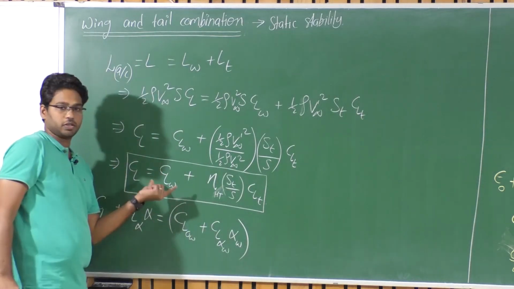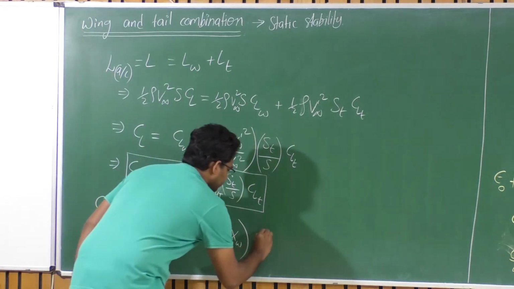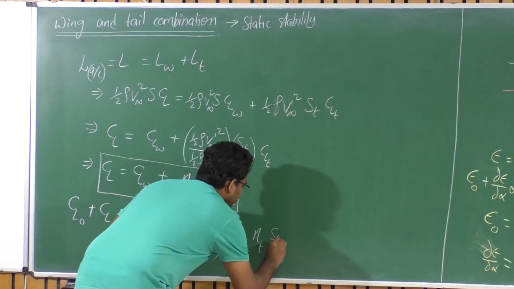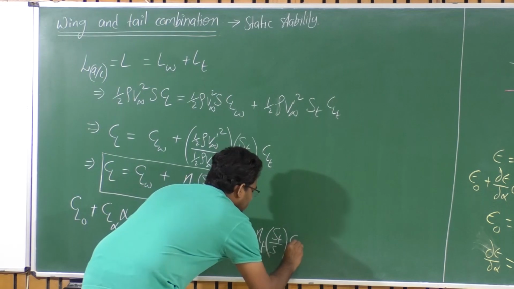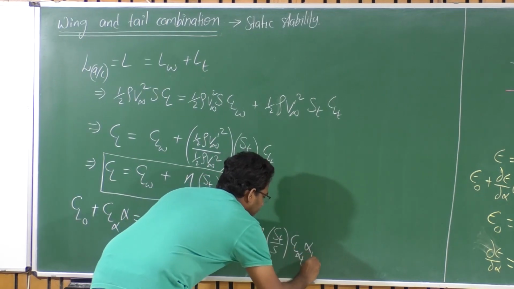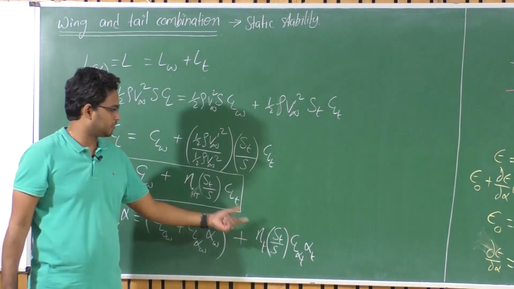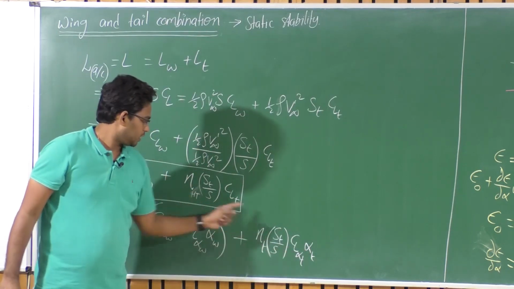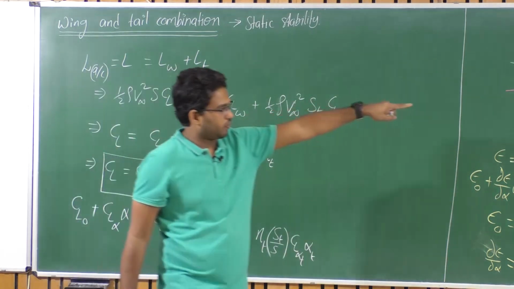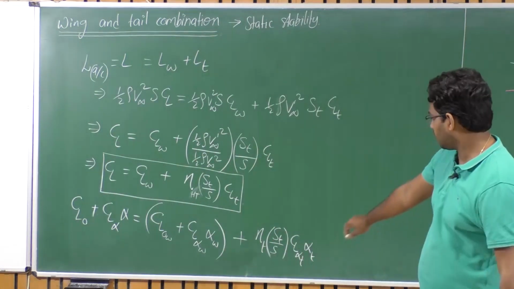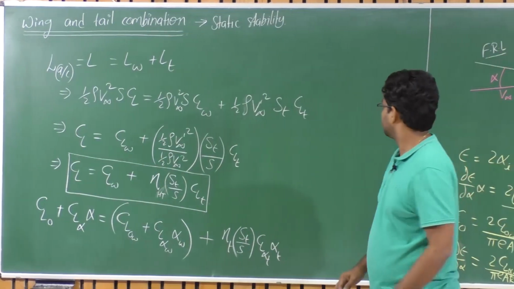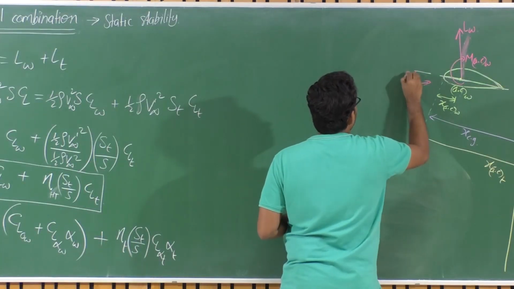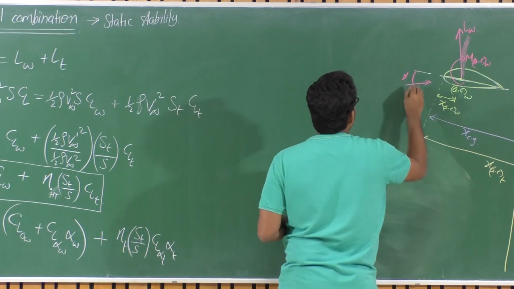From the linear approximation, plus eta of tail times S of t upon S times CL alpha of tail times alpha at tail, right? This CL at tail varies because of alpha at tail, isn't it? And we know that since it's a symmetric airfoil, a symmetric tail, we have CL naught of the tail as 0. Okay. So this is alpha and V infinity, right?